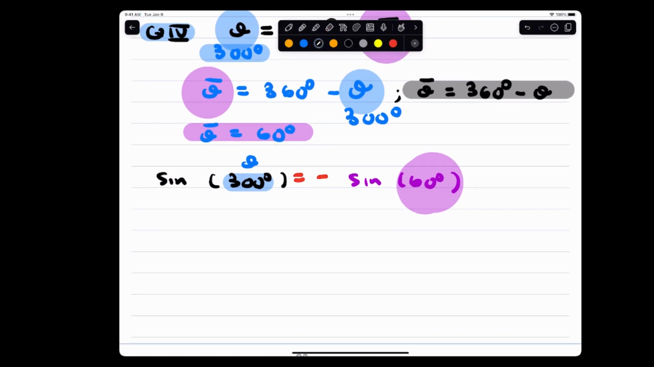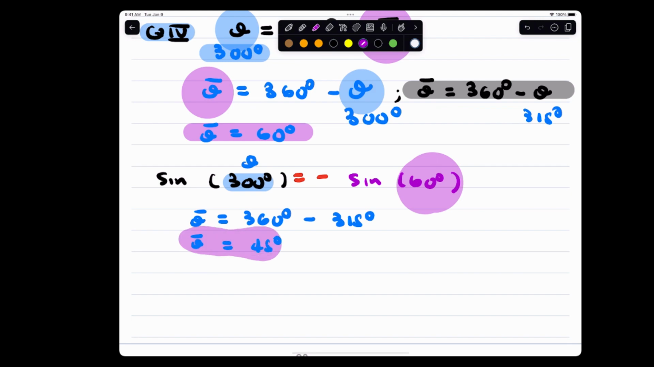All right. So my reference angle will equal 360 degrees minus, now the angle is 315 degrees. This is a different question. So you're right, my reference angle will be what now? It'll be 45 degrees. You're right.